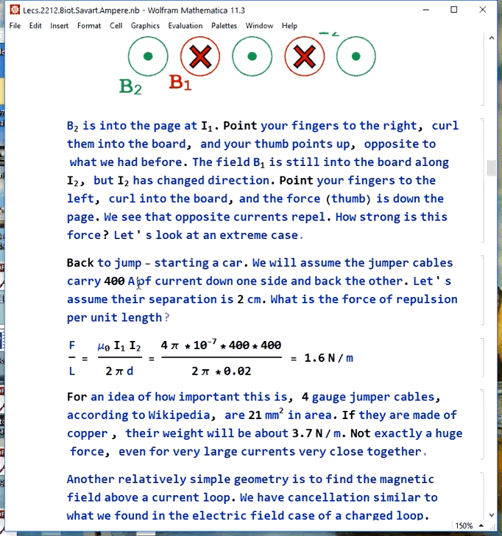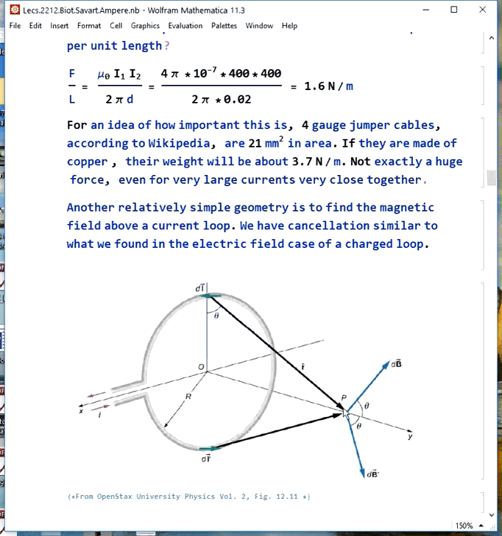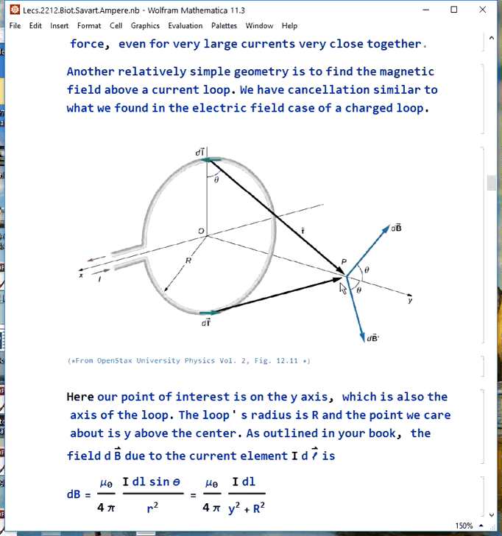Now, we can look at another relatively simple geometry to find the magnetic field. Here we have a current loop, and we want to find the magnetic field above it. Remember when we had a charged ring like this, we had cancellation from opposite sides of the ring, and the only part that was important was the part that was perpendicular to the ring. So we're going to have something similar there. We'll say our point of interest is on the y-axis, and that's the loop's axis also. The loop's radius is capital R. The point we care about is a distance y above the center. They go over this in your book.